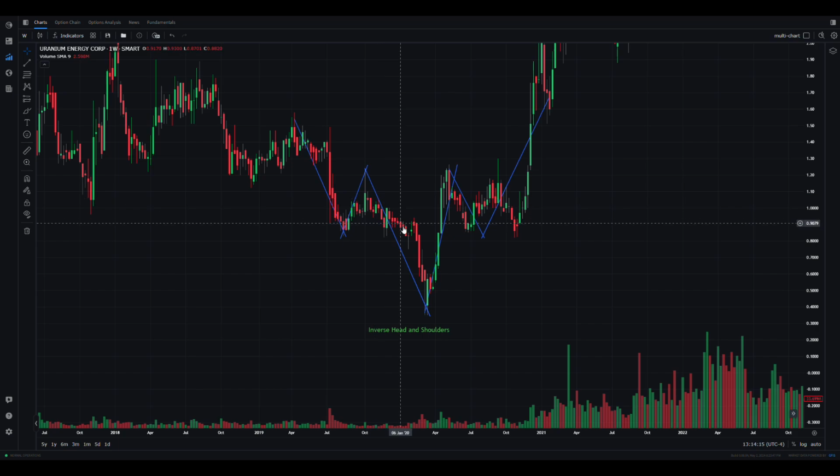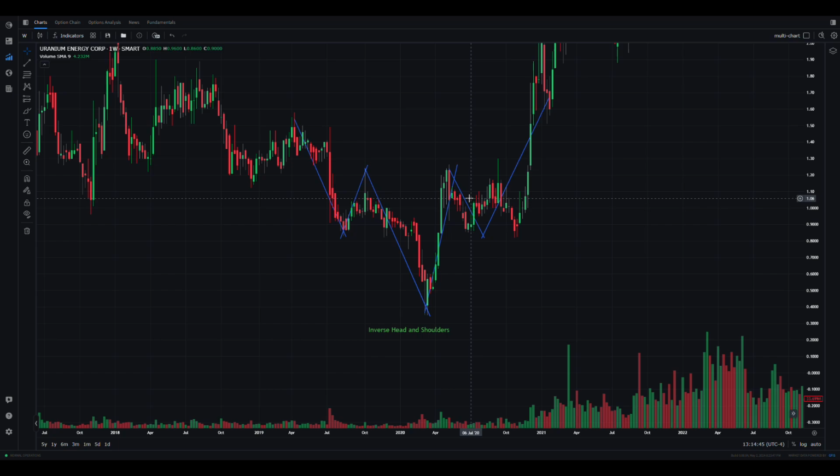The left shoulder forms the first trough in the pattern, typically during a downtrend. After reaching this trough, the price bounces, but does not rise significantly. The head forms the lowest trough in the pattern, showing the lowest price reached during the downtrend. This trough is lower than both the left and right shoulders. The right shoulder forms the third trough in the pattern, similar in depth to the left shoulder. It occurs after the head and typically marks the end of the downtrend.